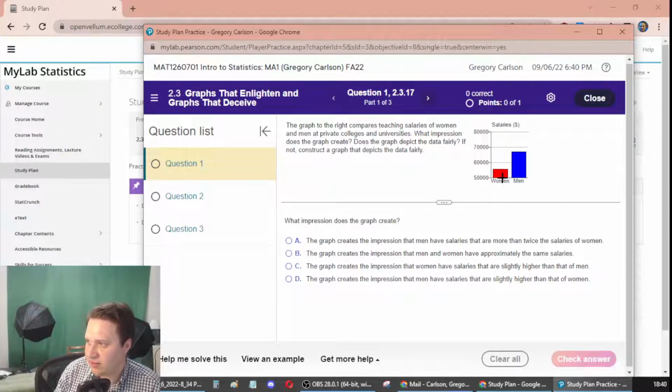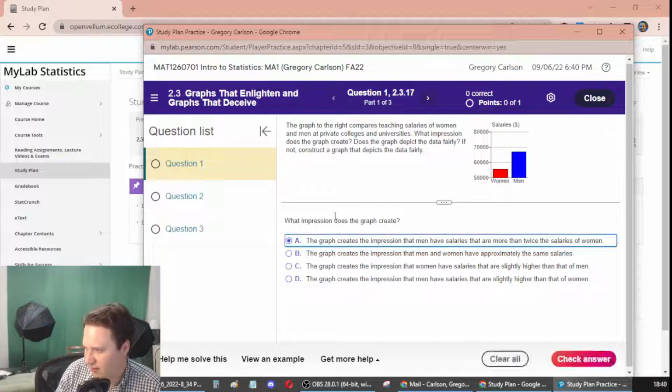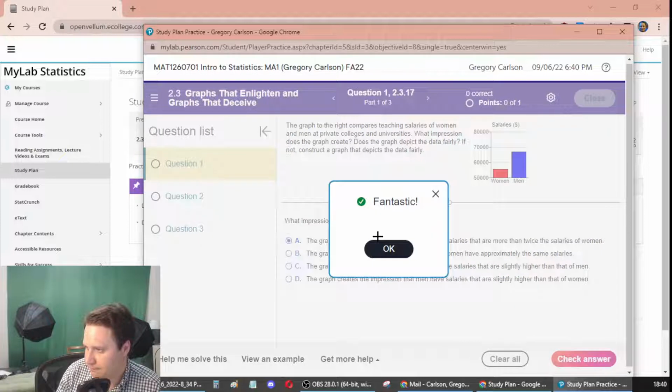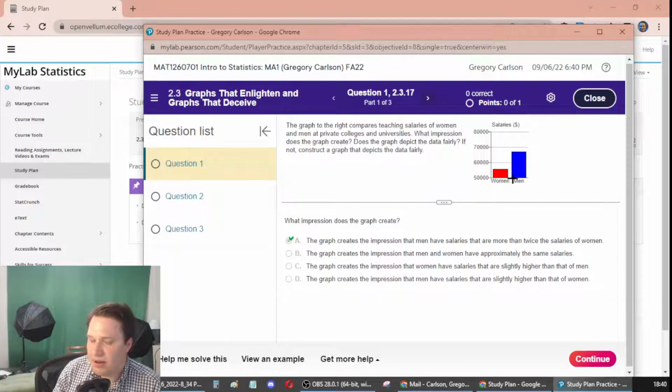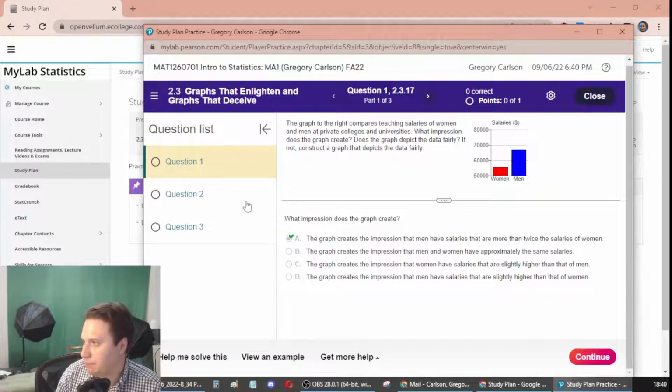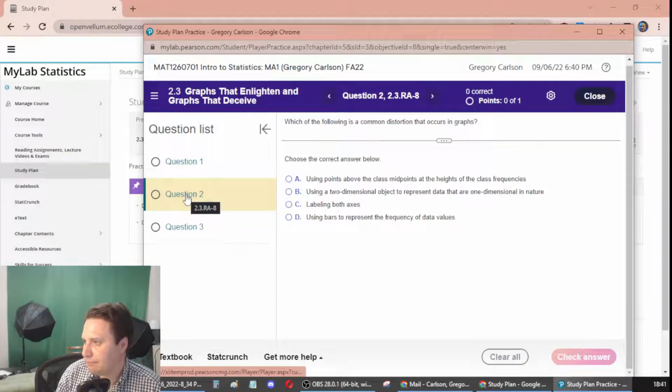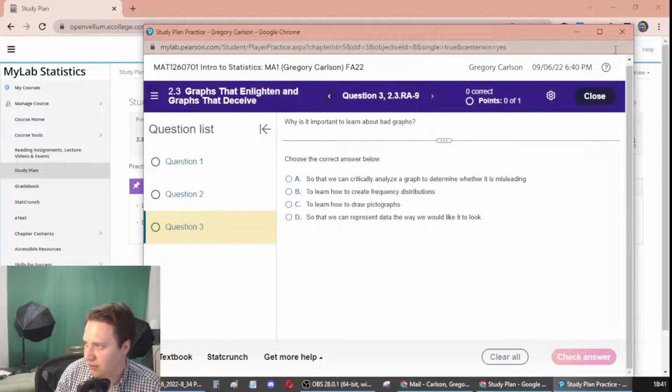So this graph is clearly deceptive because as I mentioned in the previous video, the y-axis doesn't start at 0, so it looks like there's a much bigger gap than there actually is in real life. So it creates the impression that men have higher salaries that are twice women's salaries. That's a pretty provocative question. I would have picked something less. Well, anyway. Okay. So the point of the story is you need to have your bar graph start at 0. That's all you need to know. I think you can answer that from the previous video.